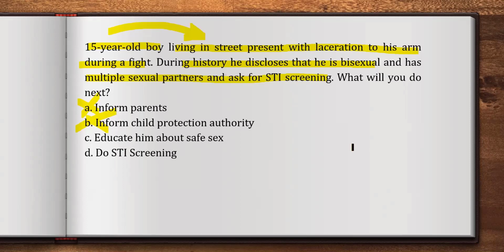Okay. Now the question is, are we going to do the STI screening first and then educate him? Now STI screening will take some time to come up. What if the patient goes home, goes to the street, and has some unprotected sexual intercourse, because you did not educate him about safe sex when you did the STI screening, and they're asking what you're going to do next.